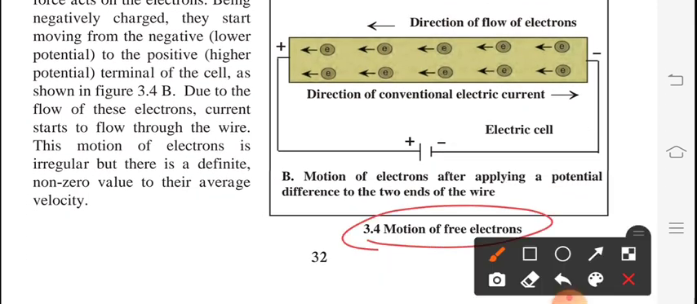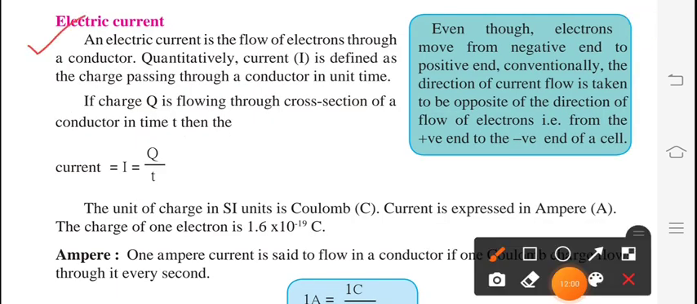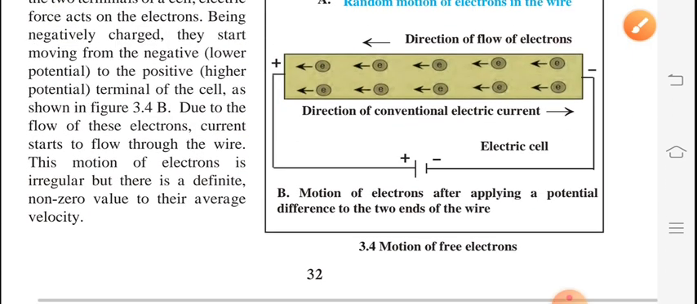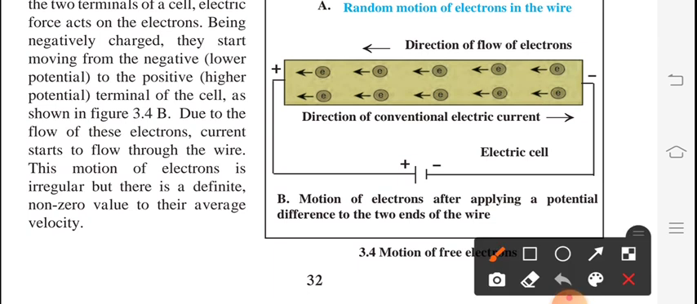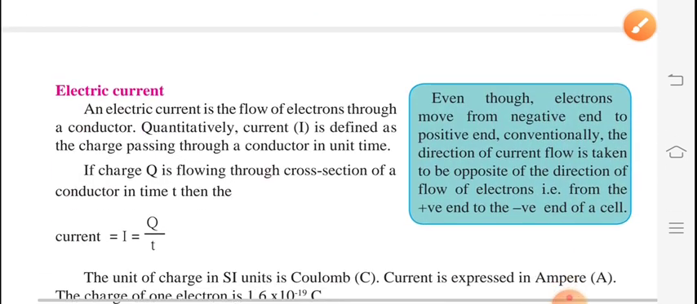Next topic is electric current. An electric current is the flow of electrons through a conductor. Obviously, what is the meaning of electric current? It is the flow of electrons in a conductor. As we have seen in this diagram, whatever electrons are flowing in this conductor, that is called electric current.